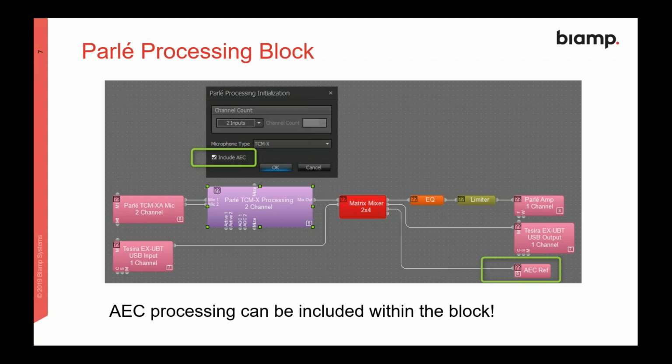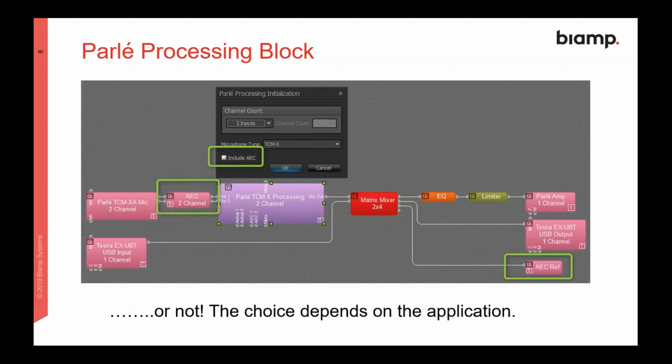That block is actually going to be inside the Parle processing block, and it's going to be pre-configured with the settings that we've determined are best for beam tracking microphones. But you don't have to do it that way. And there are applications where you may not be able to do it that way. And you can uncheck that box and then use the AEC processing blocks outside.